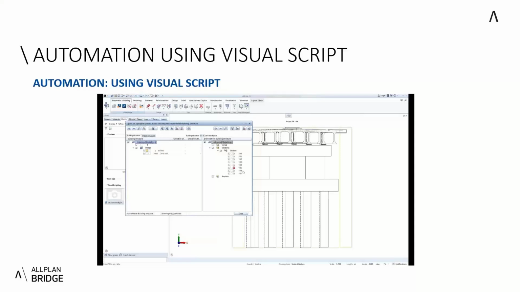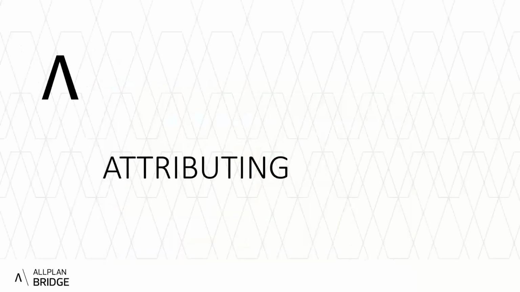Implementing this would allow you to be much more efficient in your workflow. So this is the idea of automation. But of course you could also use Visual Script for other use cases. But using this Visual Script or the information doesn't make sense if you don't have the right information in the object. So that's why we are talking about attributing.